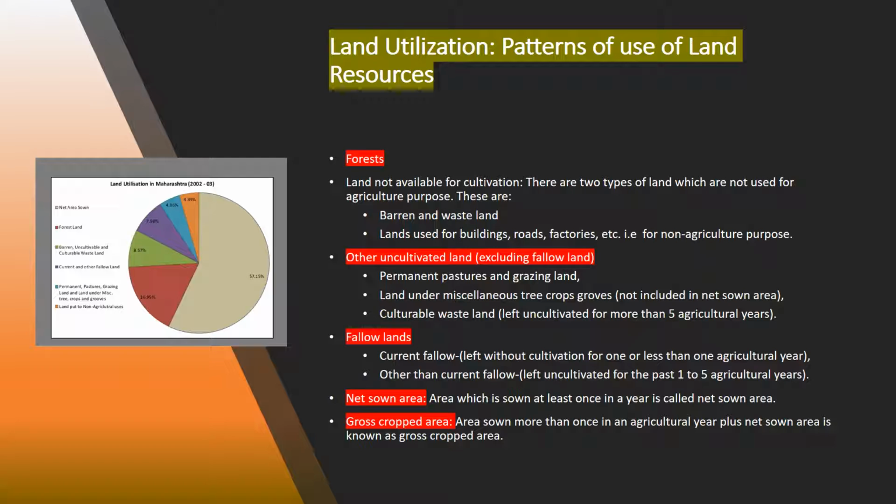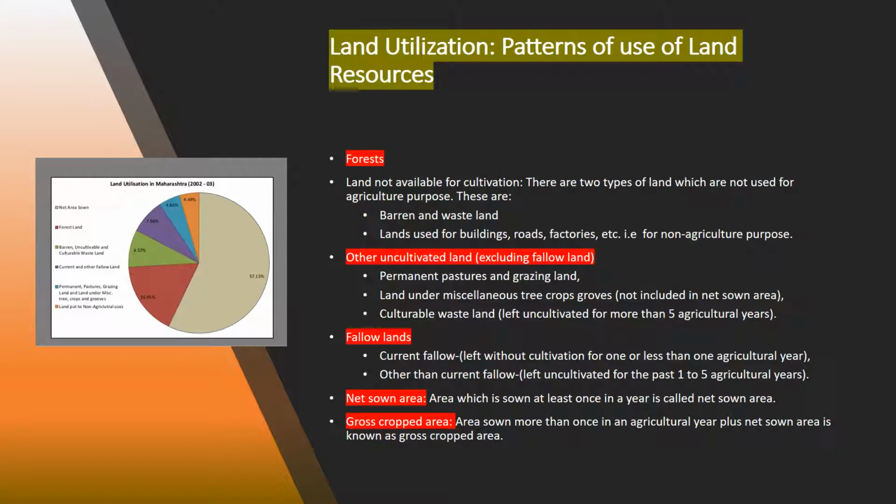Land not available for cultivation. There are two types of land which are not used for agriculture purposes. These are barren and waste land, and lands used for buildings, roads, factories, etc., i.e., for non-agriculture purposes.